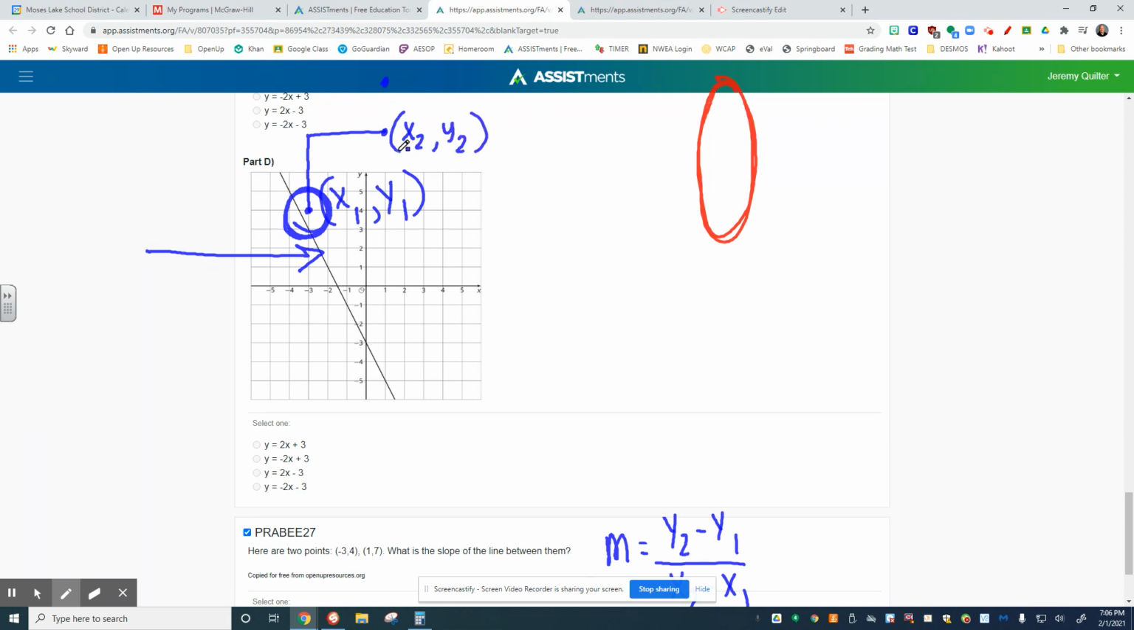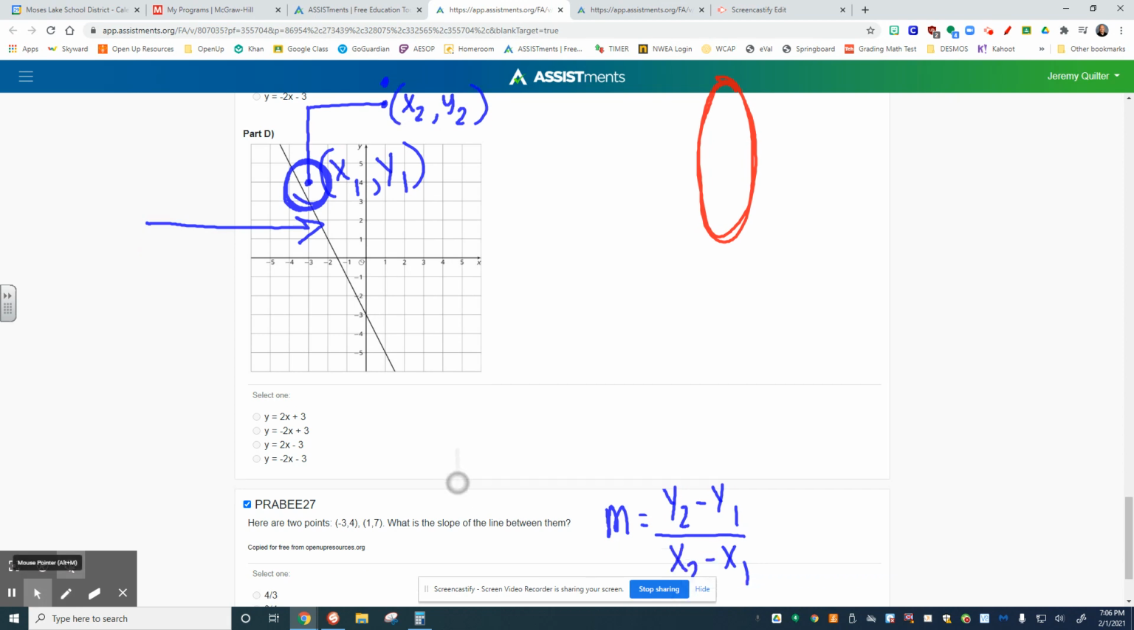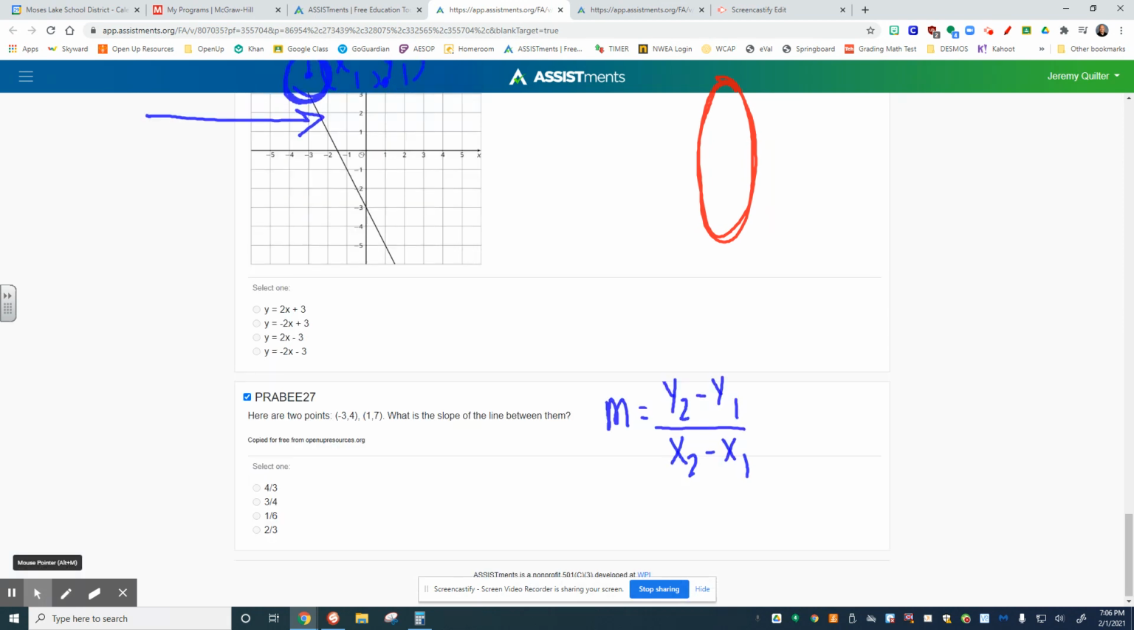Obviously, x sub 1 is the smaller of the two. So when we come down here and look at these, we could see that this would be ordered pair number 1, and this would be ordered pair number 2. And then we could set this up and say ordered pair number 2, y term is 7 minus 4. And then we want to follow the same order with the x values and go 1 minus negative 3. Simplify that and you'll find what the slope is, guaranteed.